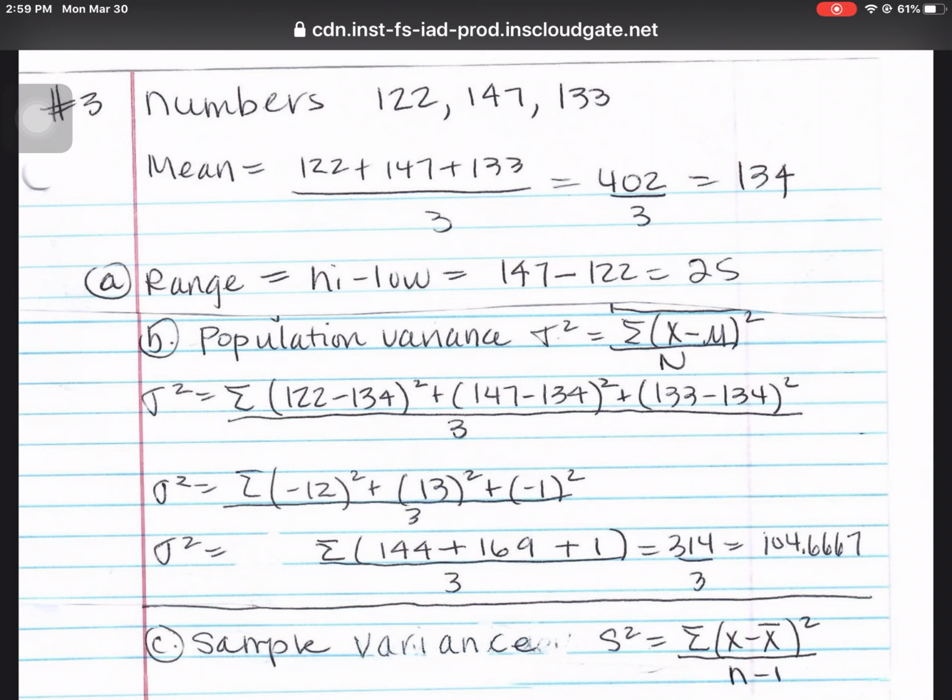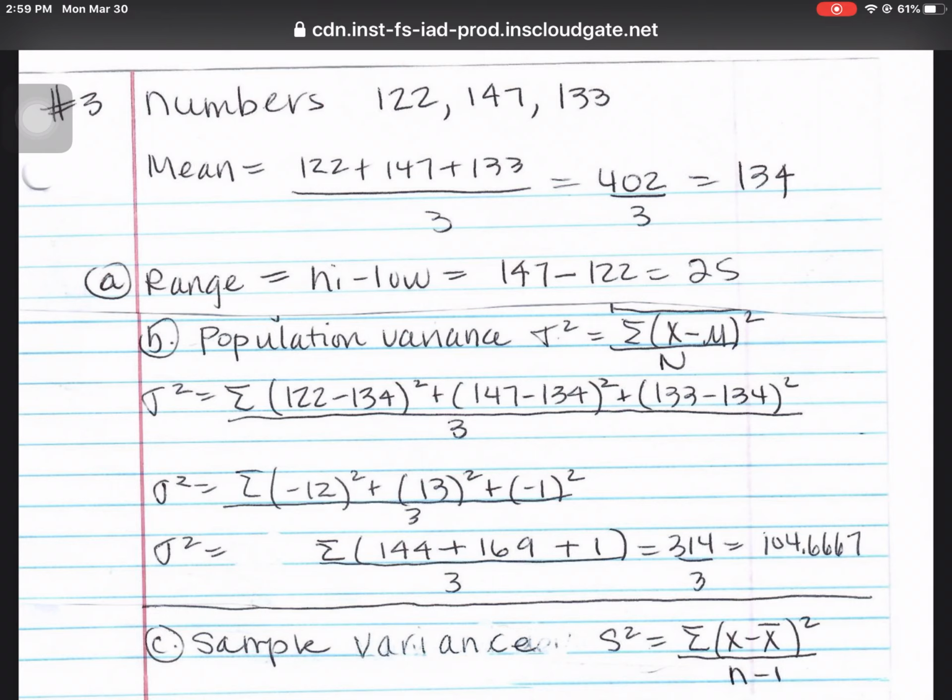The population variance, you take each number from the list. Okay, there's 3 numbers, so that's why we have 3 sets of parentheses. What you subtract every time is the mean. Okay, we found the mean to be 134.